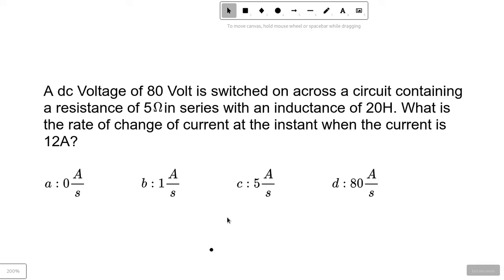In the question, we are told to find the rate of change of current in a circuit with a DC voltage source and the components of a resistor and an inductor. To solve this question, we should first be aware of the behavior of a resistor in a DC circuit and that of an inductor in a DC circuit. To that end, we'll first analyze the behavior of a resistor in a DC circuit.